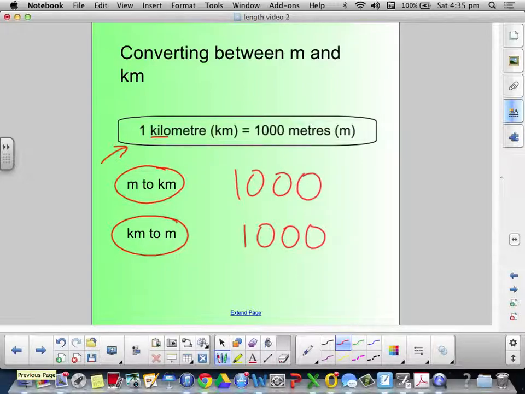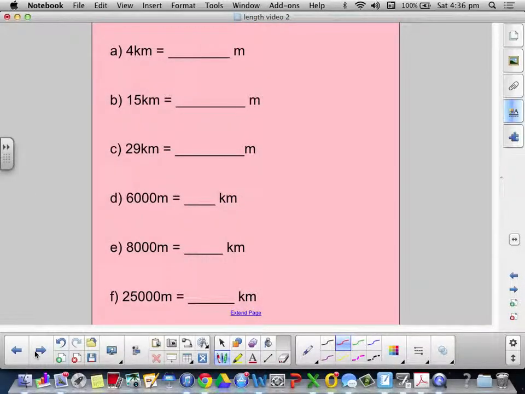So when we're going from metres to kilometres, we actually have to divide. Dividing by 1,000, okay? And kilometres to metres, we're multiplying by 1,000, okay? Good, now that we've got that cleared up, let's go back here. So kilometres to metres, 4 kilometres is how many metres? We're multiplying. So let's multiply 4 by 1,000. Remember that trick, add 3 zeros. 3 zeros is 1,000. And there's our answer.